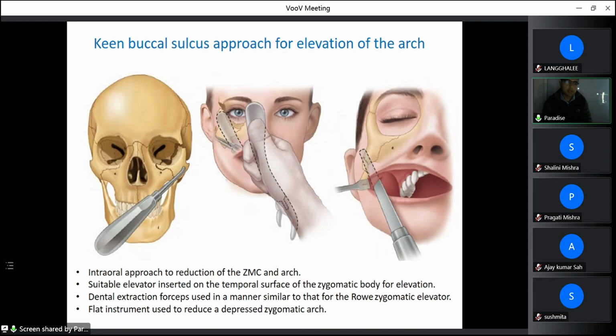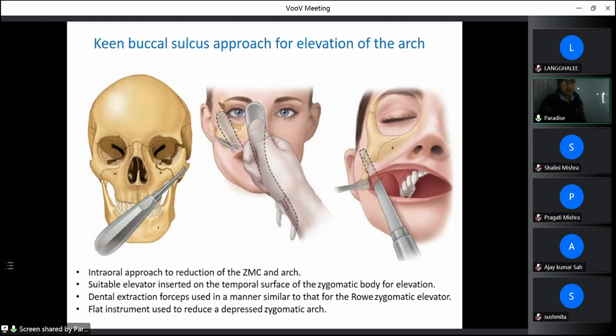Once you have reached the zygomatic arch, you pull the zygomatic arch. If you have reduced it sufficiently, you don't have to fix it. Just leave it as it is. It will heal by itself. A suitable elevator is inserted on the temporal surface of the zygomatic body for elevation. Dental extraction forceps are used in a manner similar to that for a Rowe zygomatic elevator. If you don't have a Rowe zygomatic elevator, you can simply use any extraction forceps.